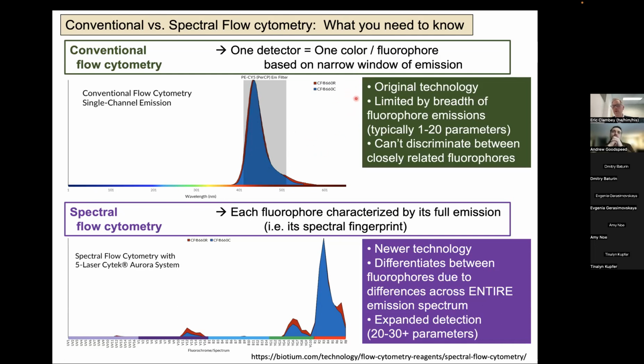But yes, conventional flow cytometry was the original technology. It's limited by the breadth of fluorescent emissions. It cannot readily discriminate between closely related fluorophores. In contrast, spectral flow cytometry differentiates based on the spectral fingerprint across the entire emission spectrum, and it allows expanded detection, including fluorophores which might be difficult to differentiate using conventional.